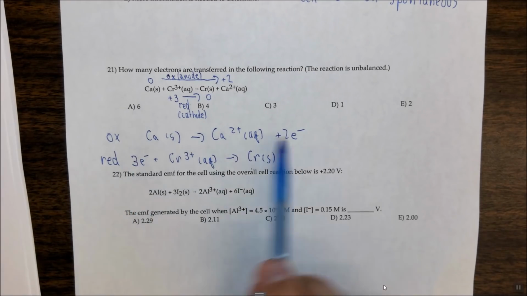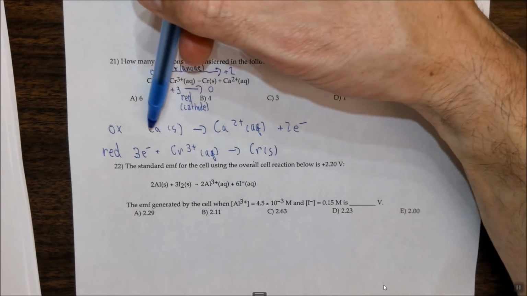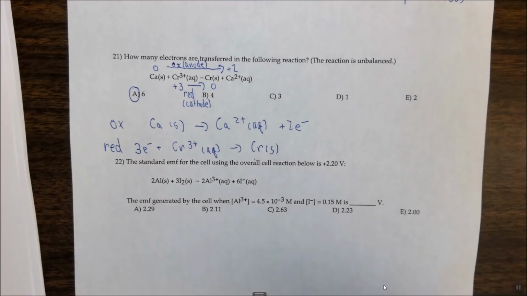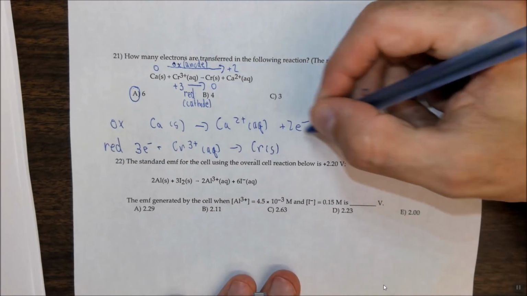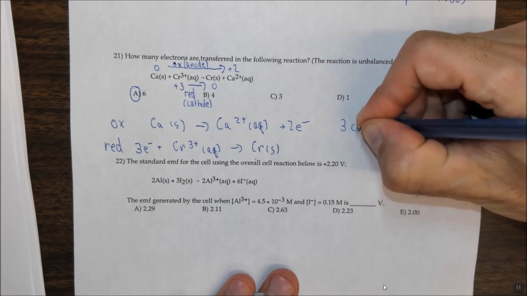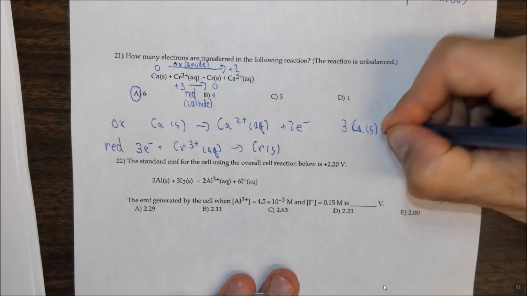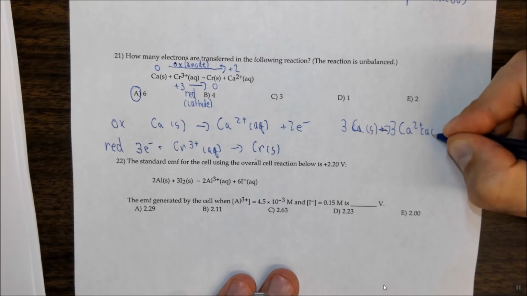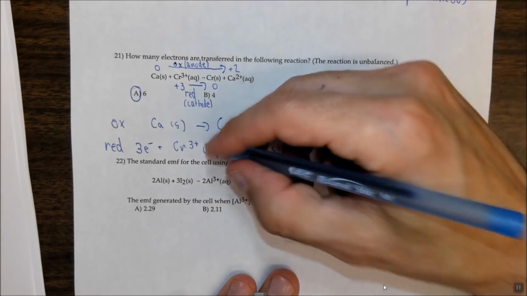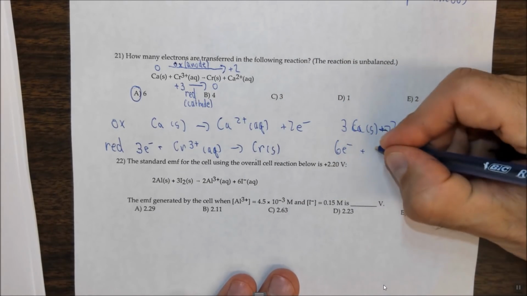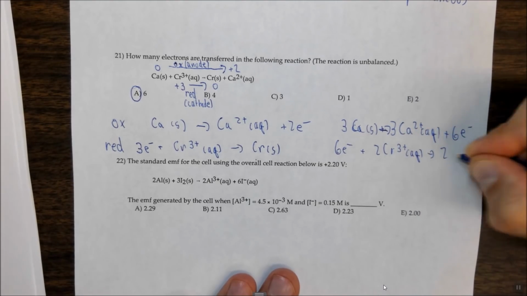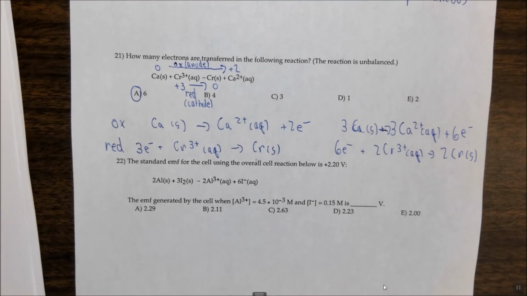Well, what's the lowest common denominator between 2 and 3? If we were to further balance this, we would multiply this by 3 and multiply this by 2, which means that a total of 6 electrons have been transferred, because we would multiply this by 3. We get 3 Ca solid yields 3 Ca2+ aqueous plus 6 electrons, and here we would get 6 electrons plus 2 Cr3+ aqueous yields 2 Cr solid. So in this case, we have to transfer 6 electrons.